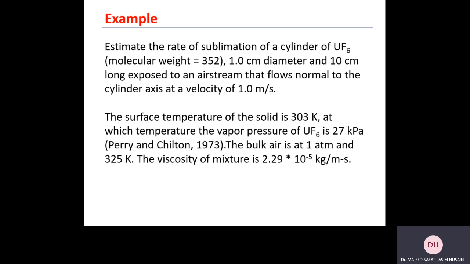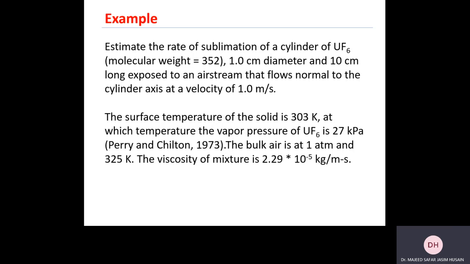Estimate the rate of sublimation of a cylinder of UF6. So it's a kind of uranium fluoride, and its molecular weight is 352, quite heavy. The diameter of this cylinder is 1 centimeter, and the length of this cylinder is 10 centimeters, and it is exposed to an air stream that flows normal to the cylinder axis at a velocity of 1 meter per second. So you know the materials now: the material of the cylinder, and the fluid around it is air.